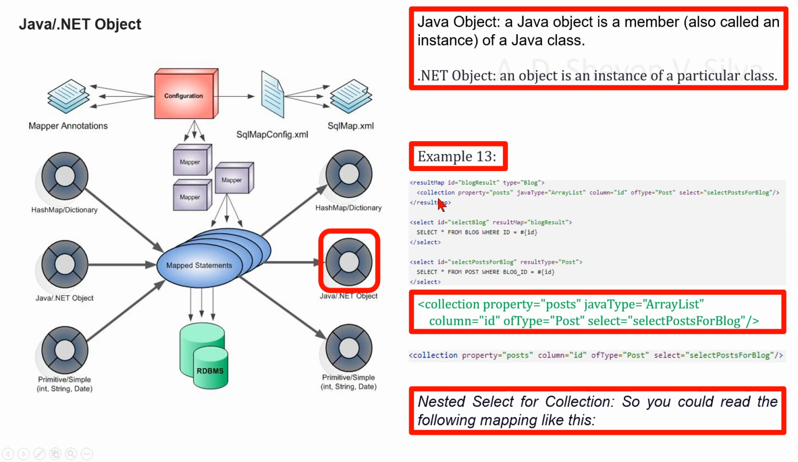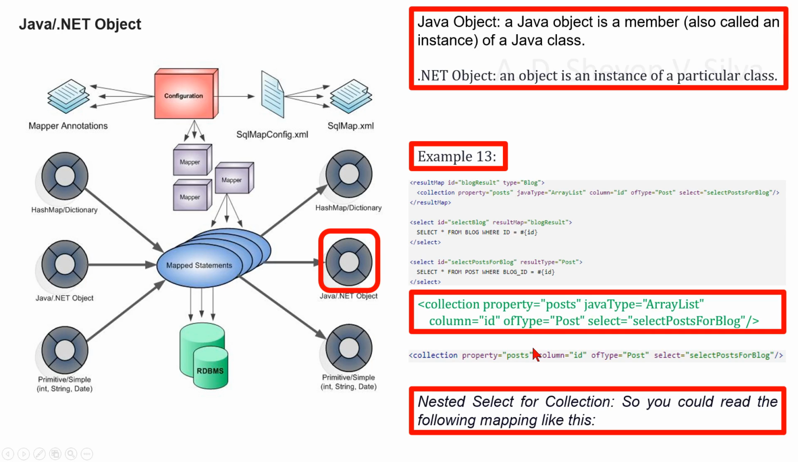Then you will notice there's a new ofType attribute. This attribute is necessary to distinguish between the JavaBean or field property type and the type that the collection contains. So you could read the following mapping like this here: a collection of posts in an ArrayList of type Post.